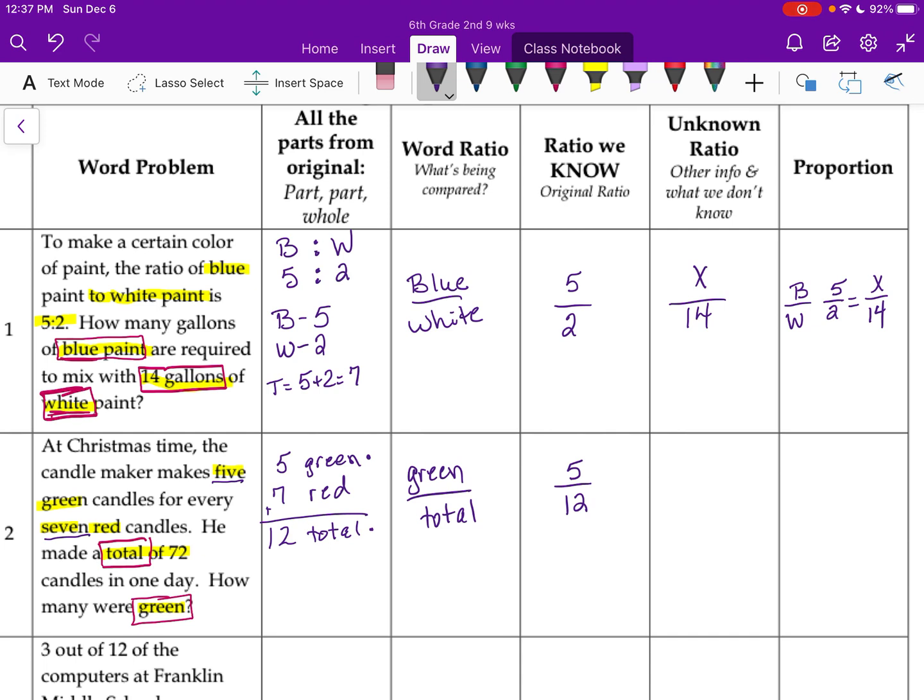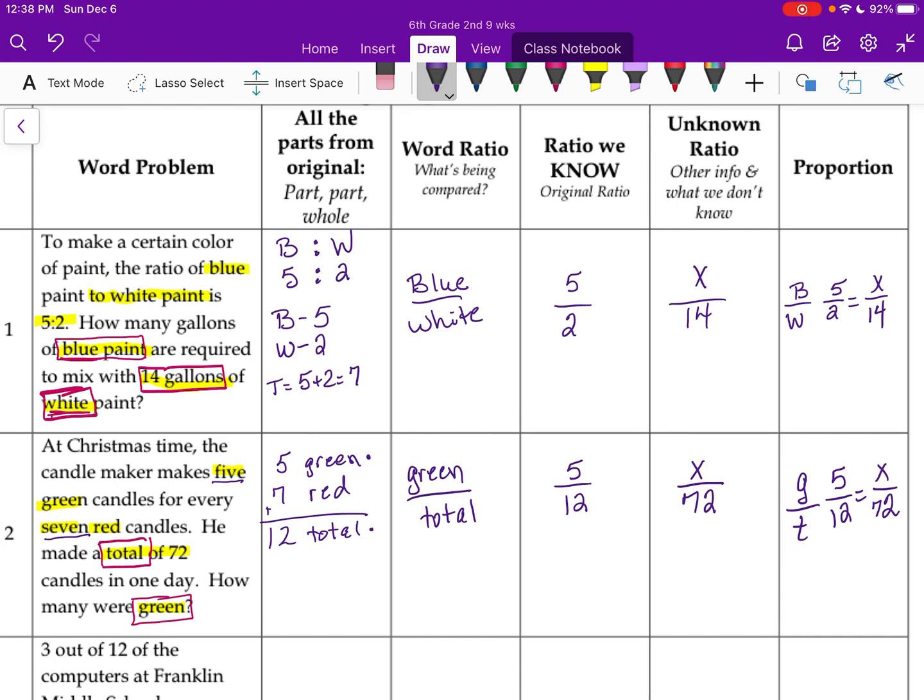All right, now the ratio that we need to know with our unknown, right? We don't know how many are green, so green would be our X. And then our total is 72. We know he made 72 that day. Okay, so our green to total is 5 to 12, and we don't know how many green are out of 72. And so that's the proportion that we would need to solve.